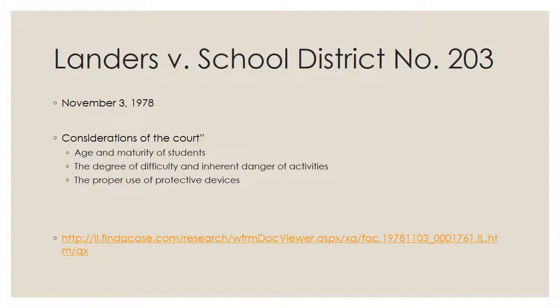blew his hand off while completing the assignment to make gunpowder. Both of these were considered, well, the first one was not considered something that could have been foreseen or negligence on the teacher's part, and the second, where the student was making gunpowder, was considered to be a foreseen circumstance.